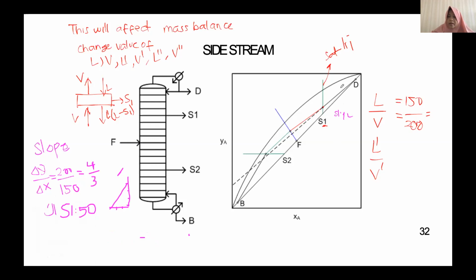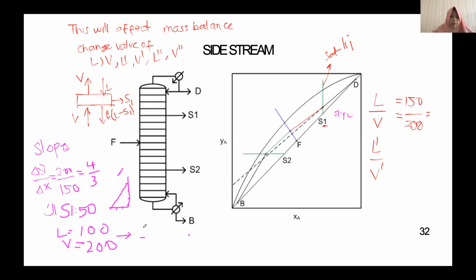Okay, first I have 150 and 200. I withdraw the liquid 50, so the new liquid is 100, and the V is still 200. Yeah, sorry for that. Okay, I have a problem with this Wacom, so I'm sorry, I'm just using the mouse.